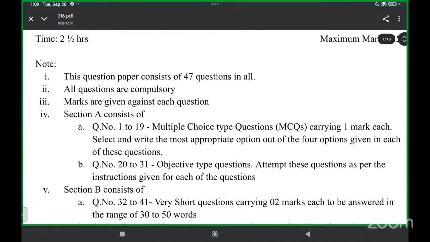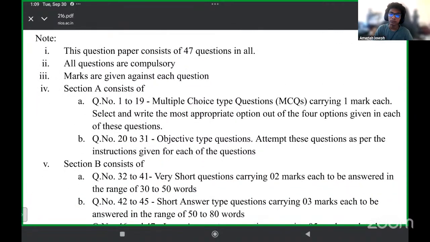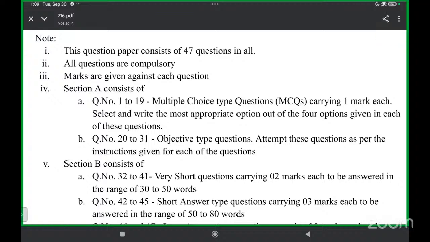One more thing, when you are answering, attempt all questions. Even if there is any question you don't know about or are not able to understand, attempt it. Write something. Write whatever you know about that topic or related to that topic.